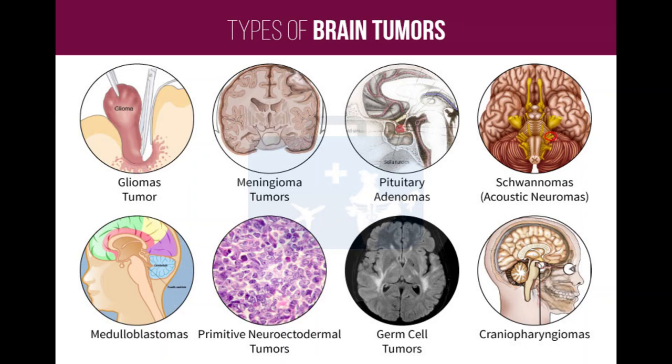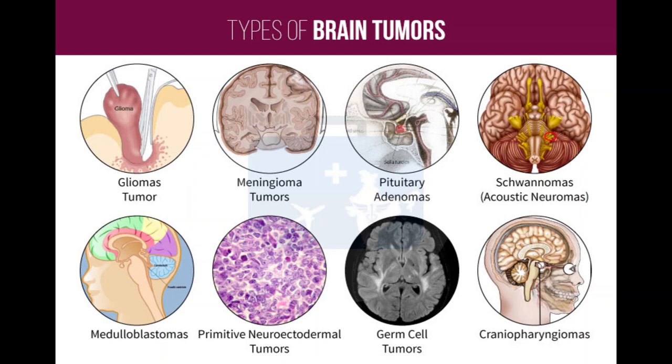Acoustic neuroma, also known as schwannomas. These are benign tumors that develop on the nerves that control balance and hearing, leading from your inner ear to your brain. Pituitary adenomas. These are tumors that develop in the pituitary gland at the base of the brain. These tumors can affect the pituitary hormone with effects throughout your body.